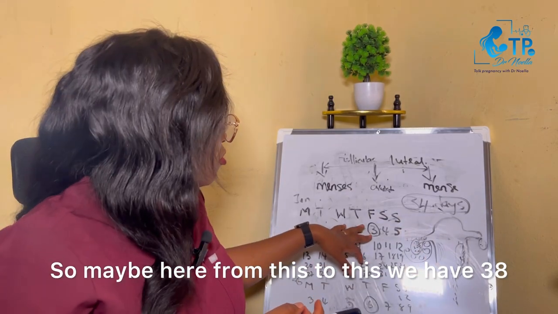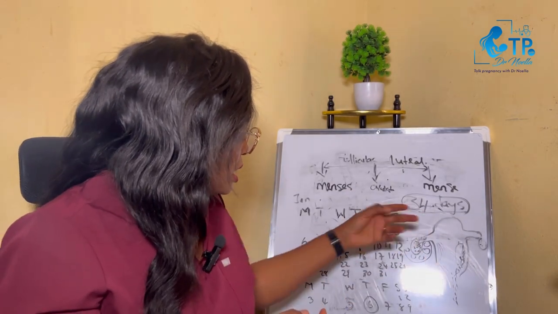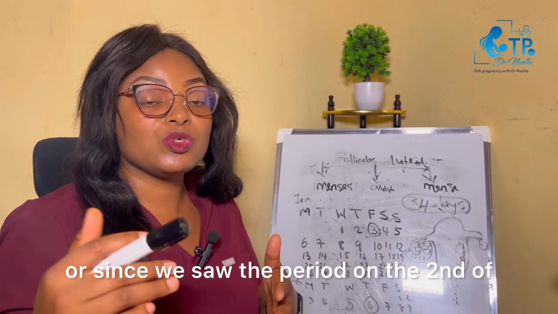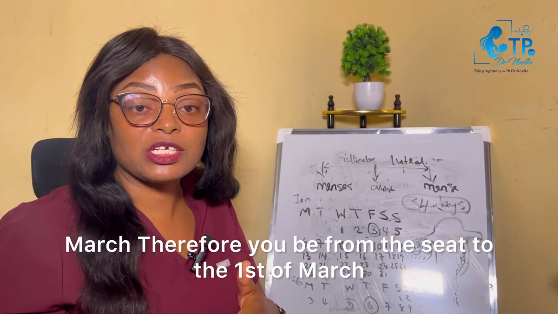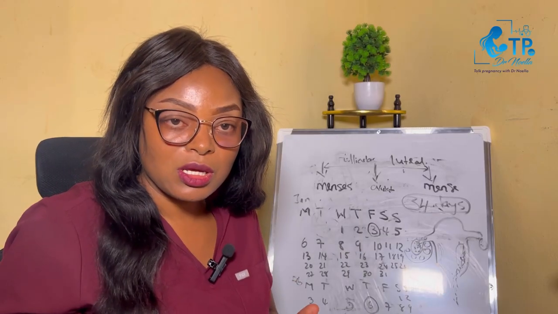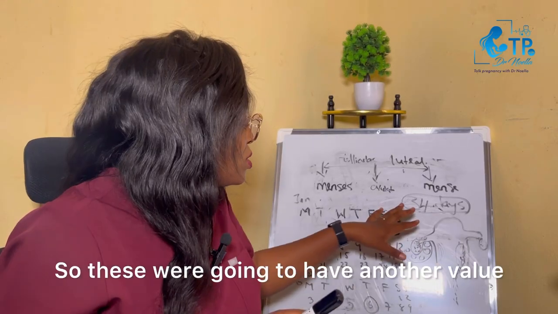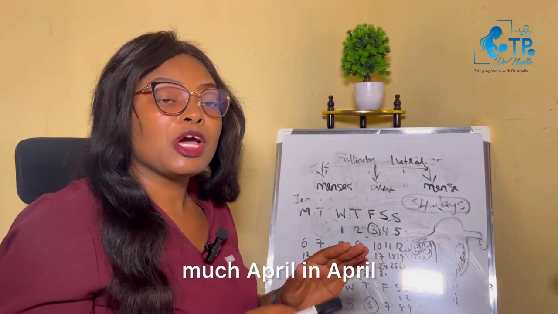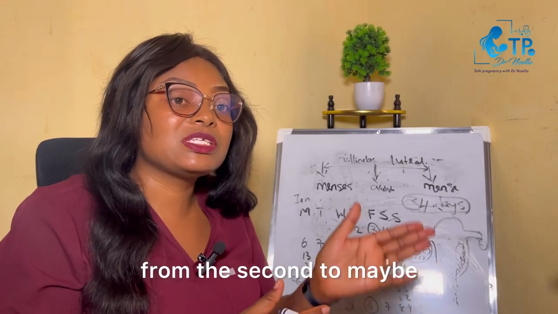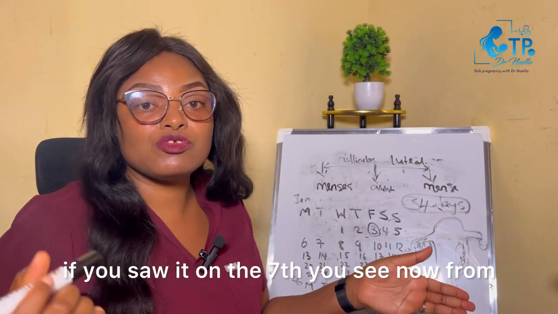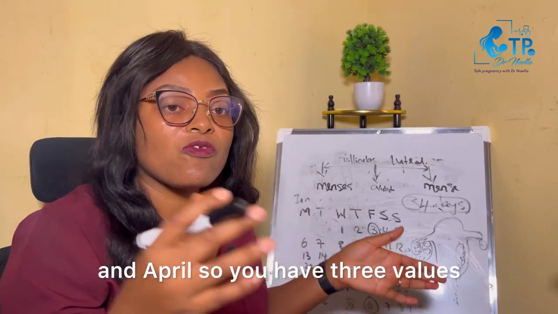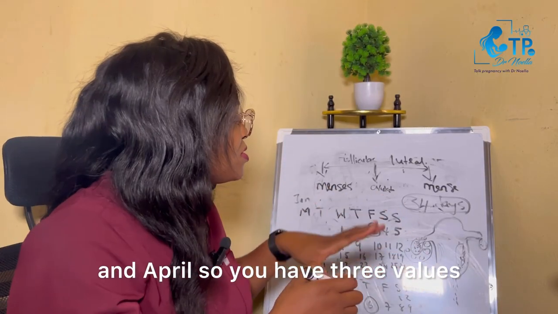So maybe here from this to this we have 38. Then maybe from the 6th to the 2nd, since we saw the period on the 2nd of March, therefore you'll be from the 6th to the 1st of March. I hope you understand. So this, we're going to have another value. March, April. In April, if you see it, you're going to start again from the 2nd to, maybe if you saw it on the 7th, you see it now from the 2nd to 7th of April. So you have 3 values.